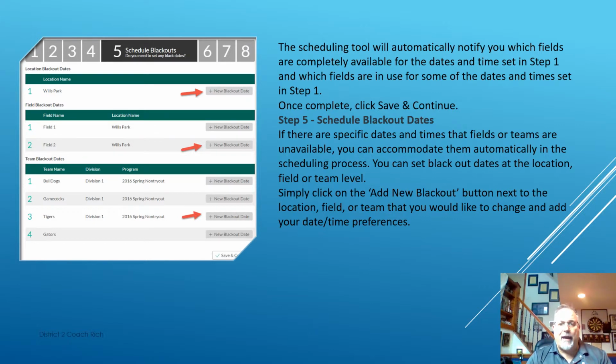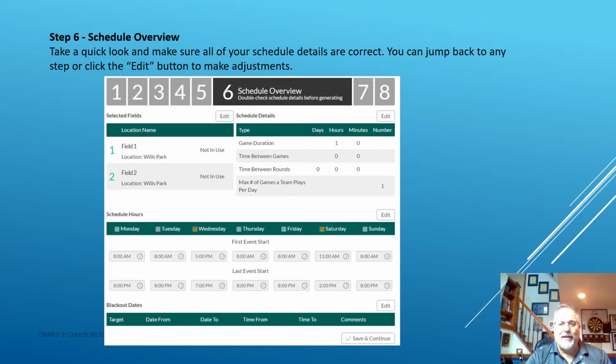You have blackout dates. If there are specific dates and times that the field or teams are unavailable, you can accommodate them automatically in the scheduling process by setting those blackout dates at the location, field, or team level. Okay? Simply click on the Add New Blackout button next to location, field, or team. And again, I can't stress enough, click on Save and Continue.